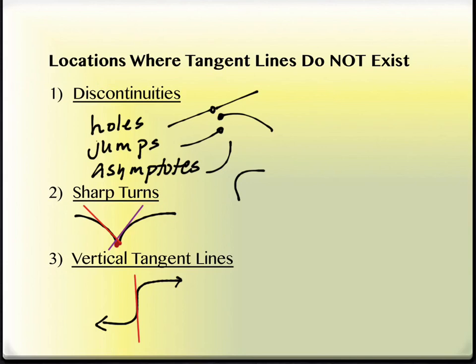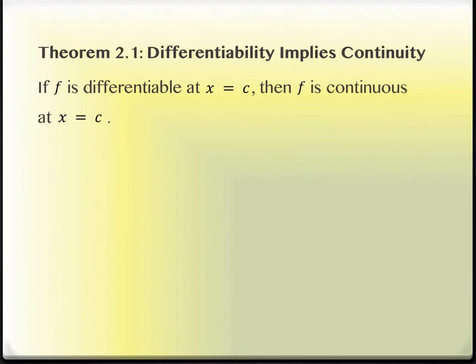All right, I have one example of how cusps show up. That's the second one, those sharp turns. And it actually occurs on problem number 4. One theorem before we get there is about differentiability. Differentiability implies continuity. What it says is if your function is differentiable, then you know it's continuous. Unfortunately, it doesn't work the other direction. Just because it's continuous does not always mean it's differentiable.